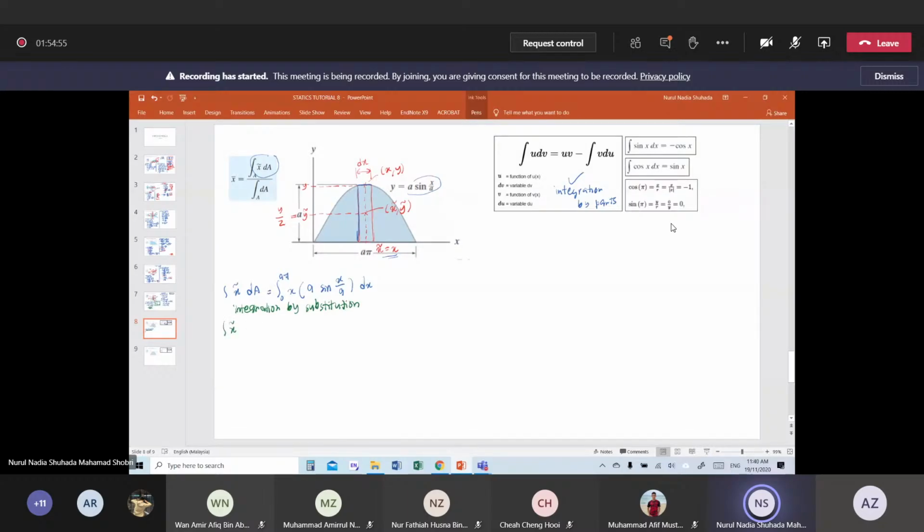So let u equal to x over a. This is equation 1. And then we rearrange this to be x equal to au. This is equation 2. Then we differentiate this. Differentiate the u, it becomes du/dx equal to 1 over a. You rearrange this, it will become dx equal to a du. So this is equation 3. Okay.